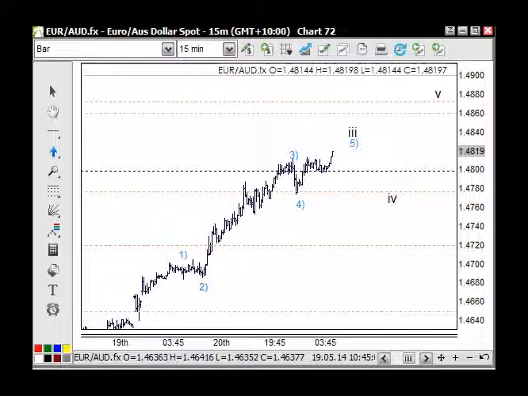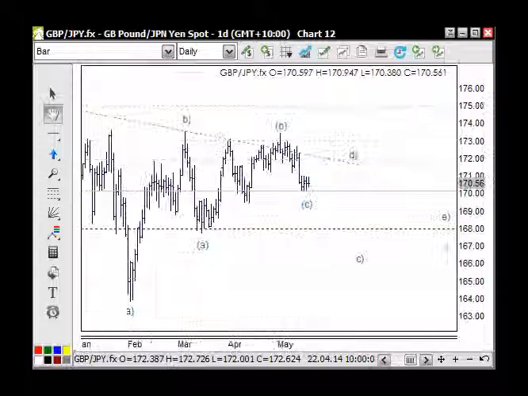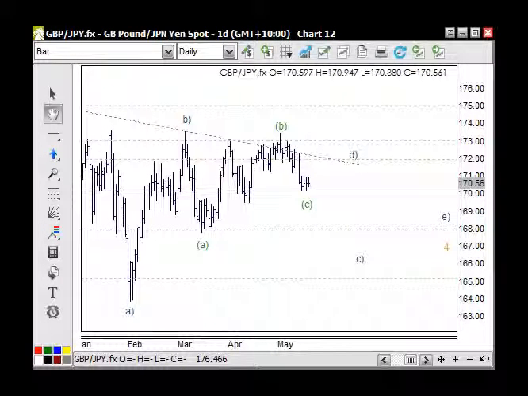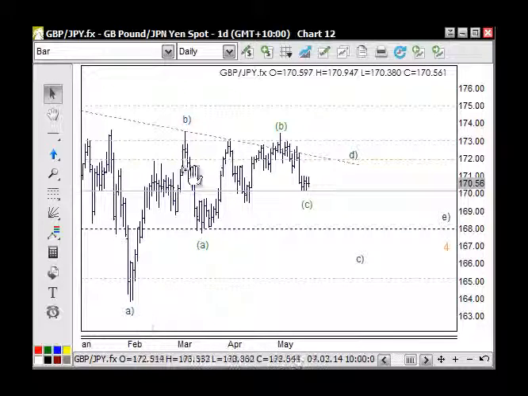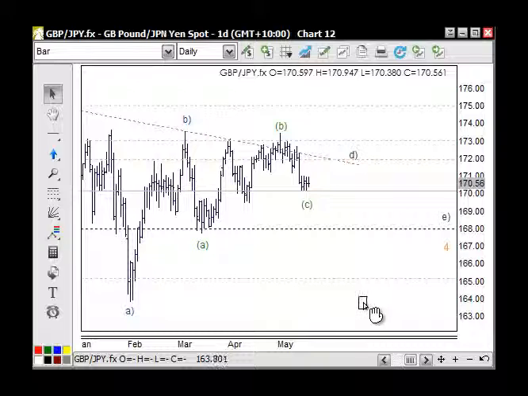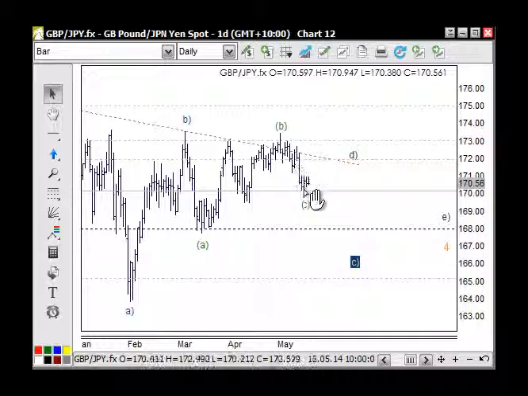Right, the pound yen here. Realistically, wave A here, wave B here, and wave C here should be down at this area down through here somewhere. But as it stands at the moment, we've got a little 5-wave structure here coming into the 170 area. We can see from these bars here that it basically is consolidating here. So it is corrective and it should move down further.